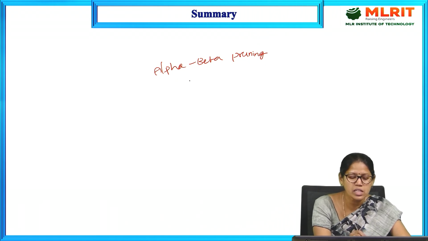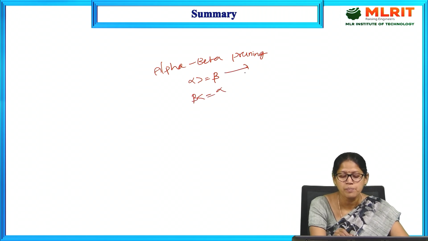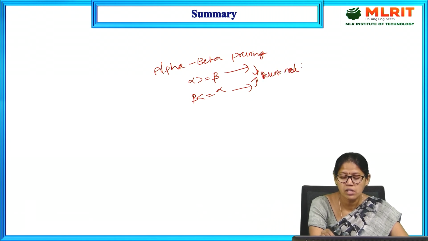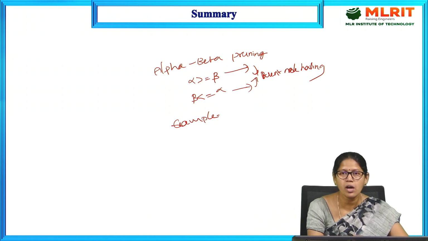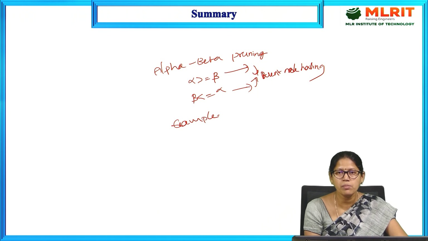So here the condition is alpha greater than or equal to beta, or beta less than or equal to alpha. At max level we'll check this one, at min level we'll check this condition. If the parent node already has a value, then we'll follow these conditions. Okay, so we have seen one of the important examples, how it will backtrack, how it will decide each node value, and how it will be pruned.